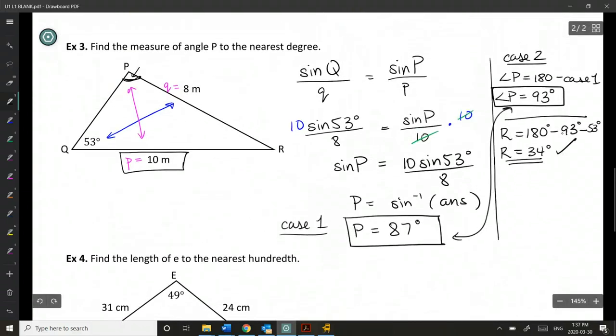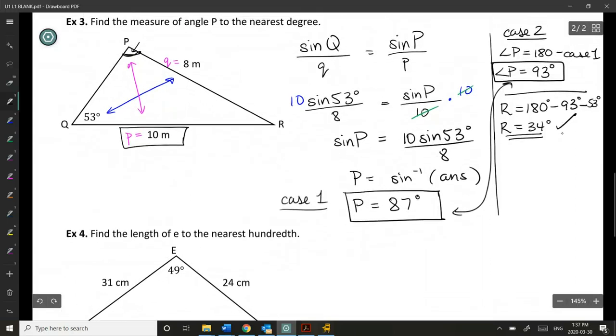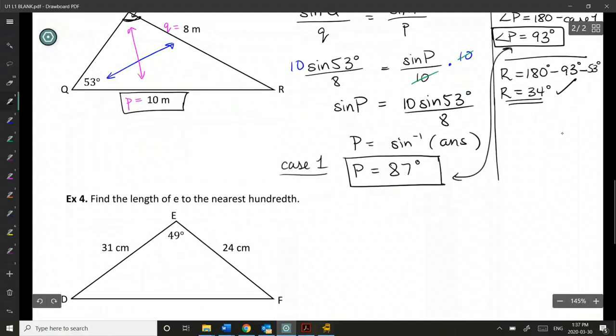Okay, and this would be the only scenario for sine law that we need to do this. If I have two angles and one side, I don't need to consider a case 2 for sine law. It's only if you have one angle, its opposite side, and an additional side.